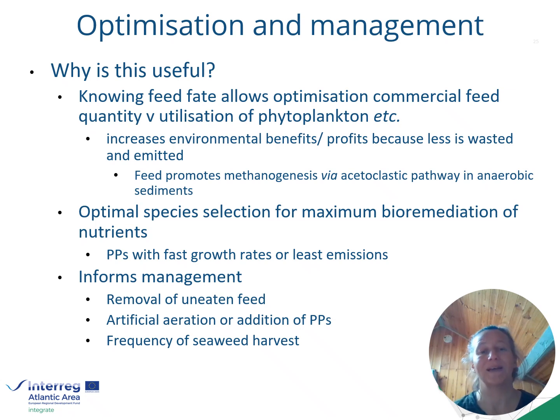And it can also inform management of our IMTA systems. So, for example, removal of uneaten feed may reduce methane emissions. We may want to consider artificial aeration or addition of primary producers that have high oxygenation rates. Or we might want to harvest certain seaweeds much more frequently to allow more rapid nutrient uptake and bioremediation of nitrate and phosphate, for example.